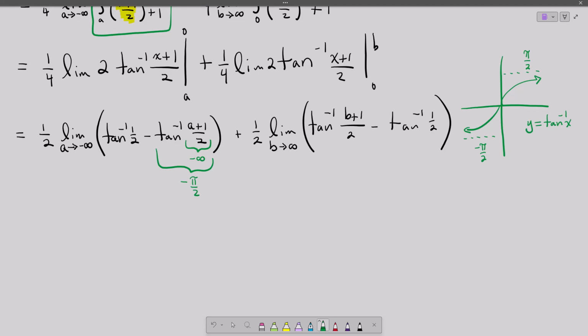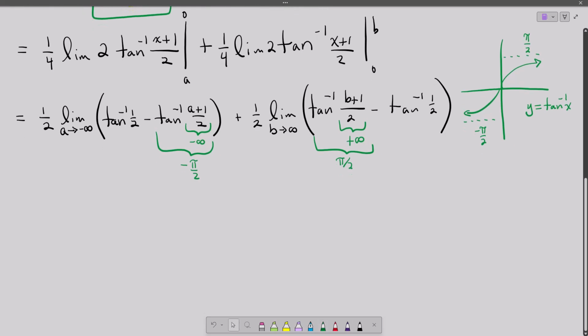When we come over here, b plus 1 over 2. If b is going to infinity, numerator is still going to infinity. If you divide by 2, that whole quantity is still going to infinity. And if we look at our arctan function, if the inside of the arctan is going towards positive infinity, the y values are going towards pi over 2. So this whole thing is going to pi over 2.